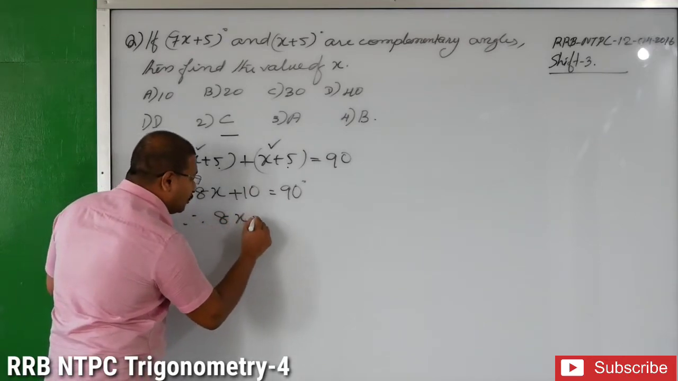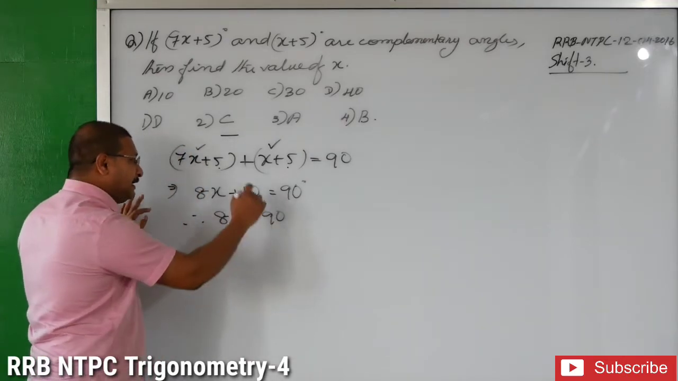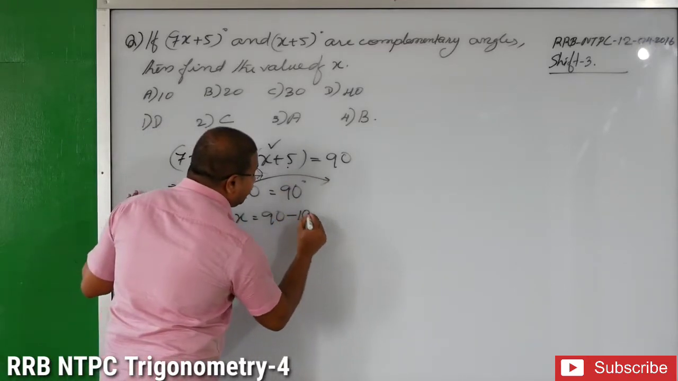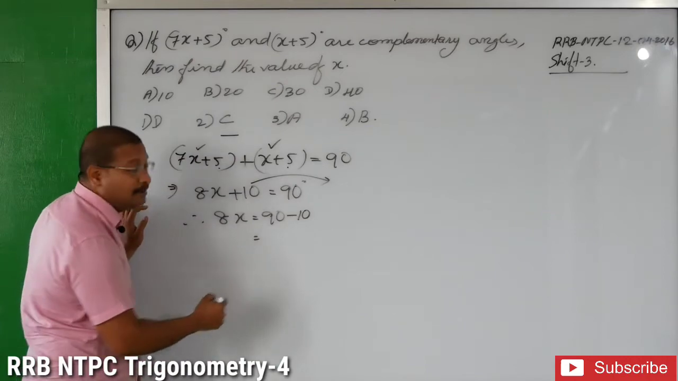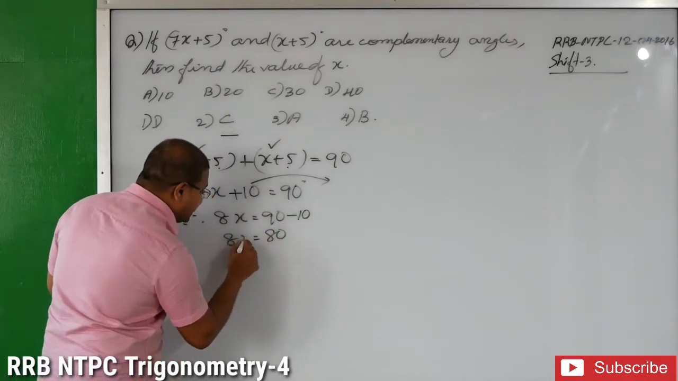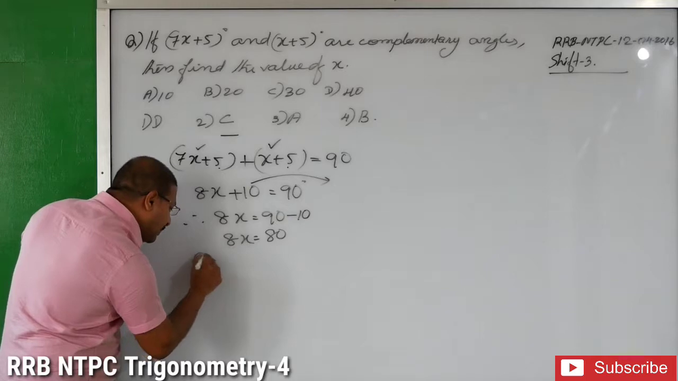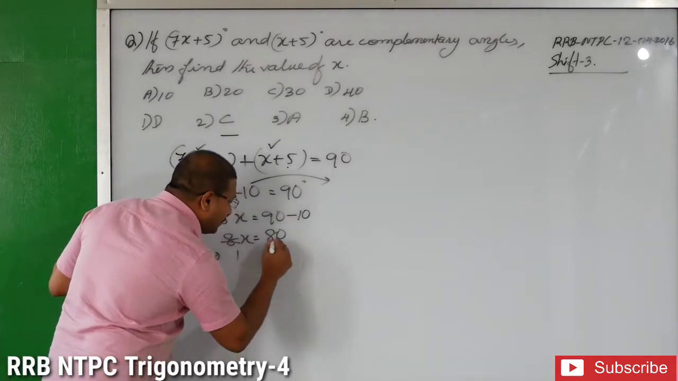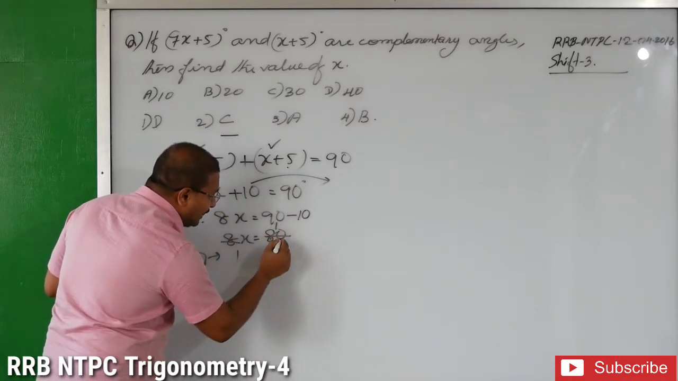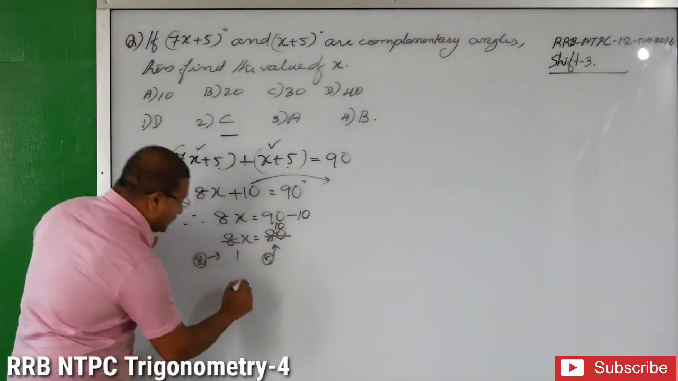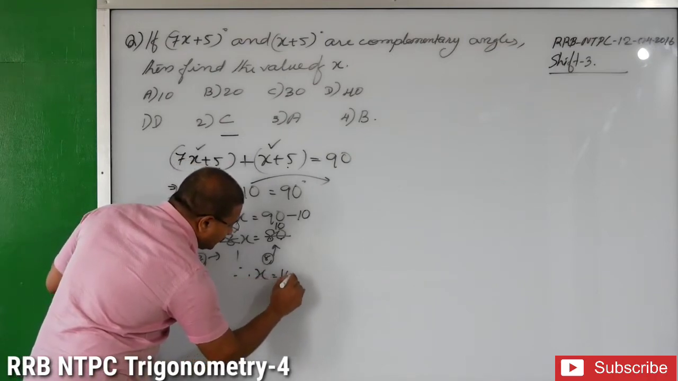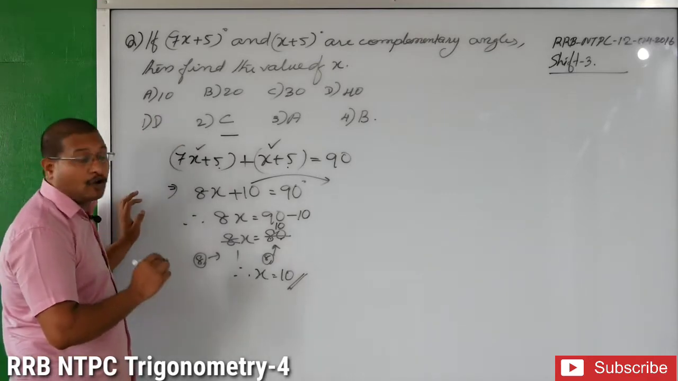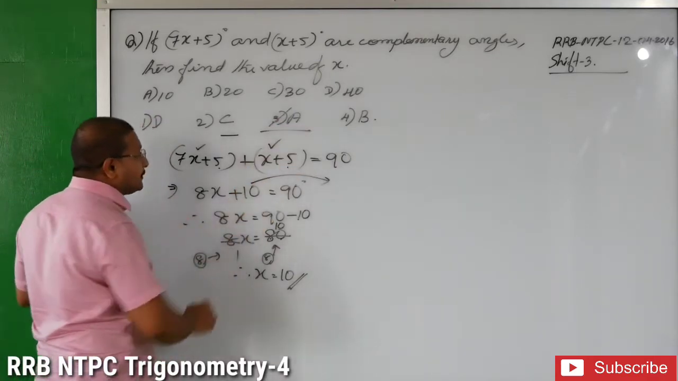Therefore, 8x equals 90, which is already on the right side, and this 10 carries to the next side. It will be minus 10. What will you get? 90 minus 10, 80. That is 8x. Now, on both sides we can cancel by 8. 8 ones are 8, and this 0 will be written upside. That means x equals 10. So the correct answer is A, that is 10. That means the correct option is 3, that is A. Ready?